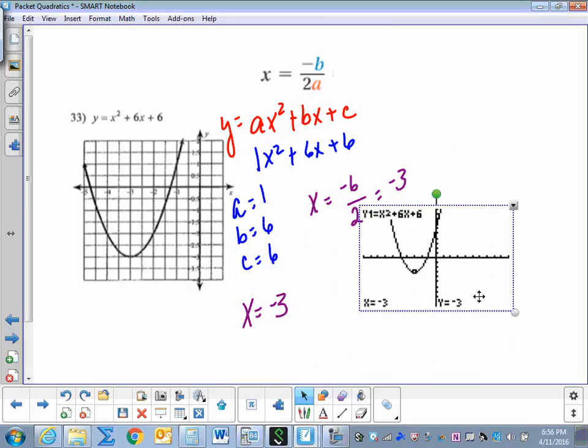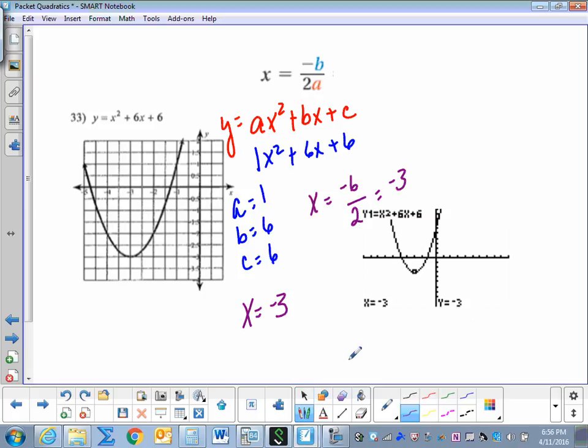All right, so my line of symmetry is x equals negative 3, and my vertex is negative 3, negative 3. And if I look at my graph, I can see that indeed my axis of symmetry is the line x equals negative 3, and my vertex is at negative 3, negative 3.